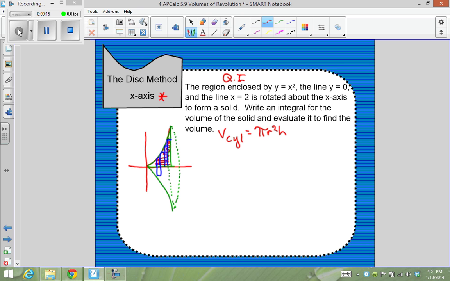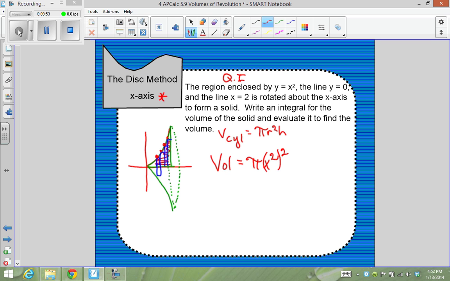We're going to have the volume equals pi, and then because our radius changes, our radius right here is going to be different than our radius right here, then right here, then right here, because our radius keeps changing. That's where we're going to put in our function. The length of that radius is x squared. Whatever x value I choose, that's what gives me my radius there. So pi x squared is the radius, and radius is supposed to be squared, so there's another square there.